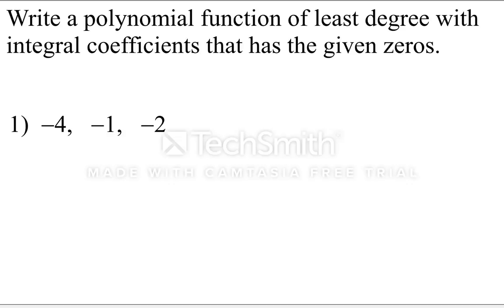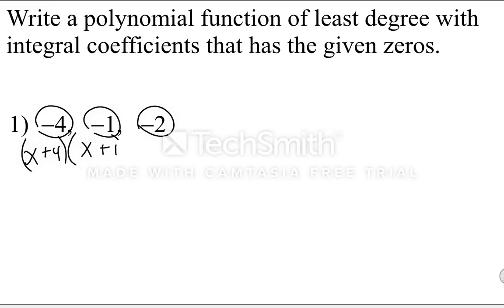All right, so we talked about this in class today. We're going to write a polynomial function that has these given zeros. So how do we do this? Well, I'm going to take, remember, -4, -1, and -2. Basically, I'm flipping them and putting them into parentheses, the binomials. So I get x plus 4 times x plus 1 times x plus 2.